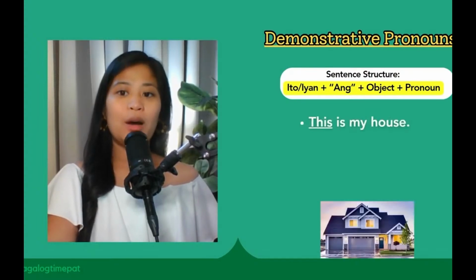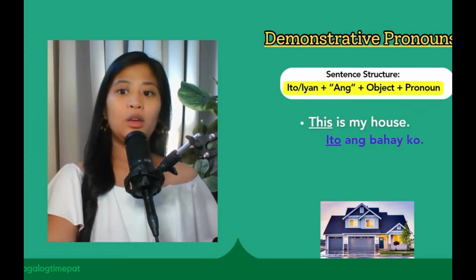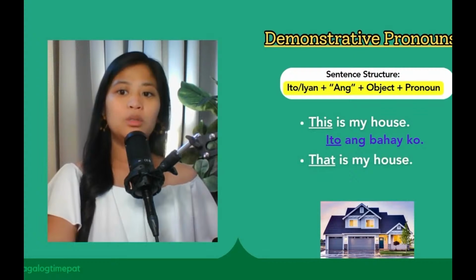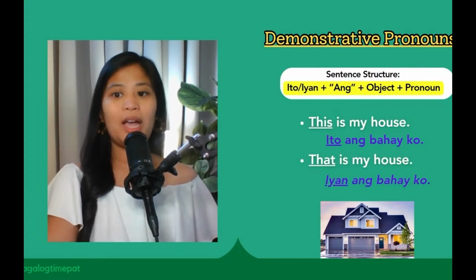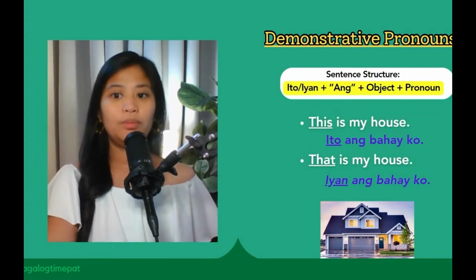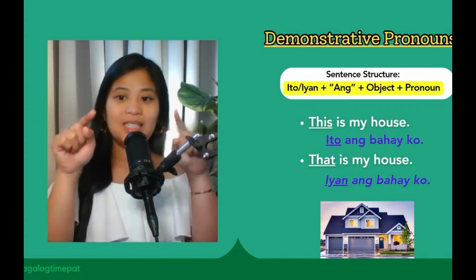This is my house would be ito ang bahay ko. Ito ang bahay ko. This is my house. So ito goes first, then it's the word ang, then it's bahay, and then it's the pronoun. That is my house would be iyan ang bahay ko. So ito means this. Iyan means that.